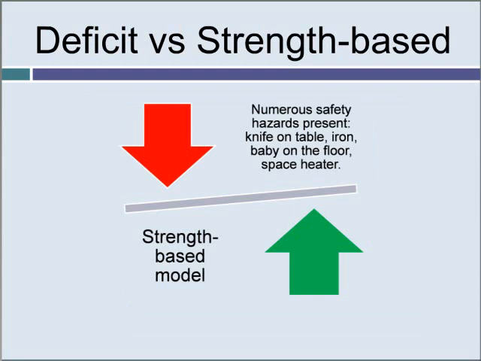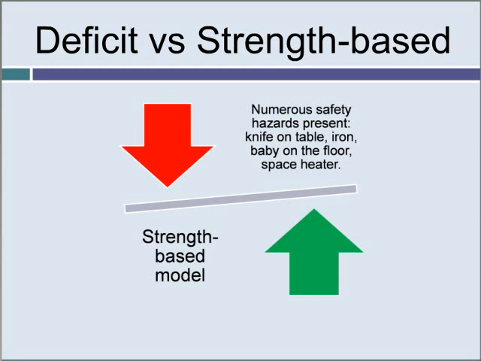Deficit versus strength-based. We can approach a family with a deficit lens or a strength-based lens. I would like to focus first on using the deficit lens. For instance, you may have noted several safety hazards that were present in that picture. Did you happen to notice the knife on the table? What about the iron on the ironing board? How about the baby on the floor? And the space heater plugged into the wall?